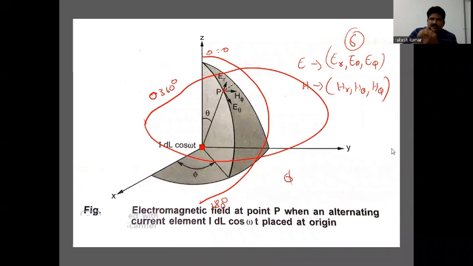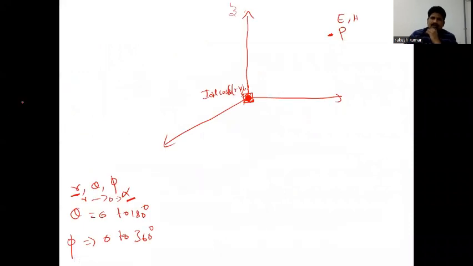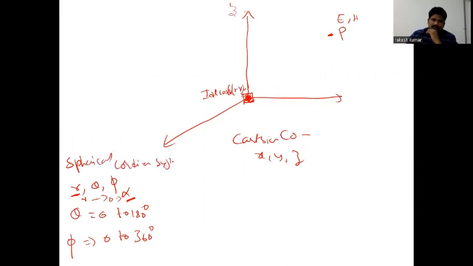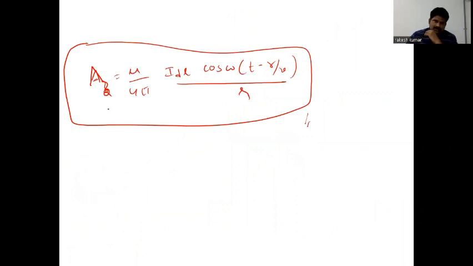Okay, so up to now we have assumed the spherical coordinate system. In the Cartesian coordinate system, we will discuss x, y, z, whereas in the spherical coordinate system, we discuss r, theta, phi. This is the expression for Az.